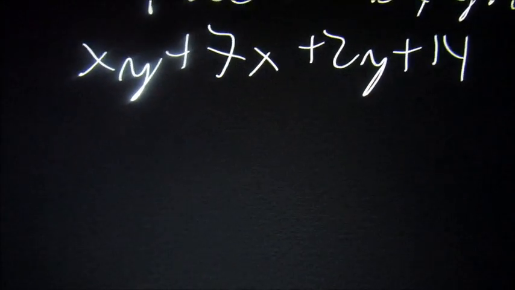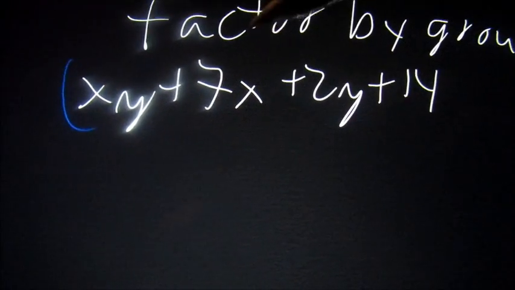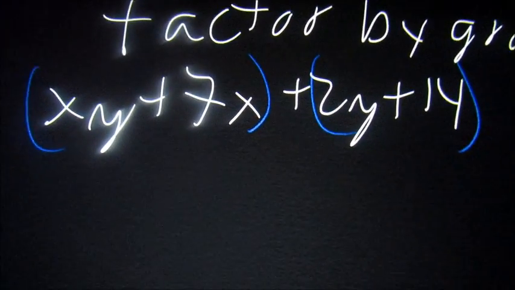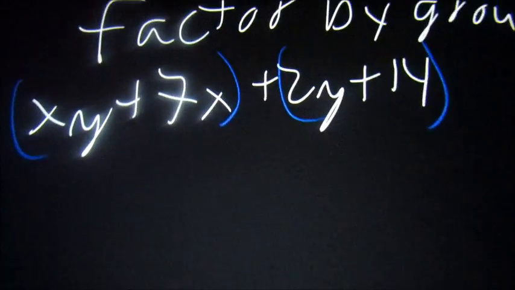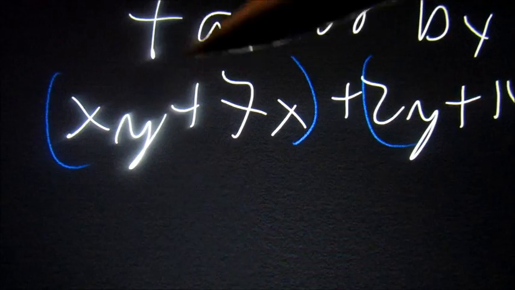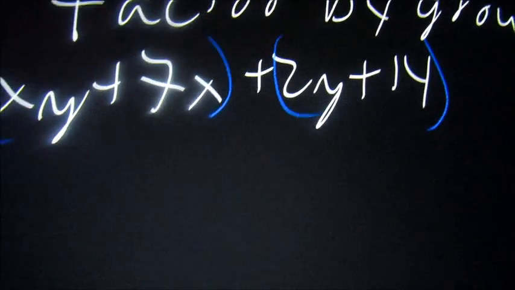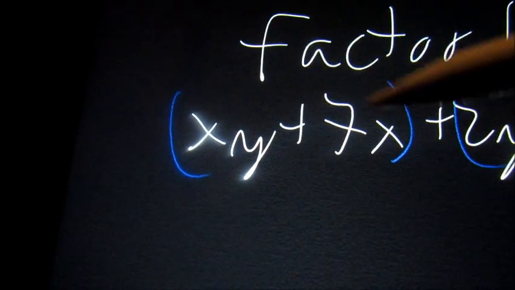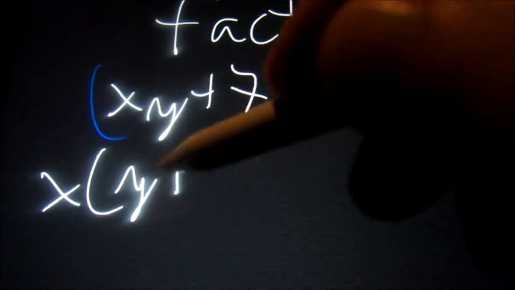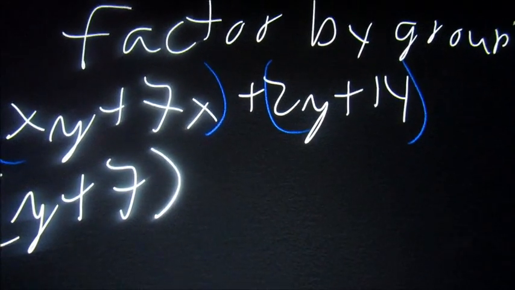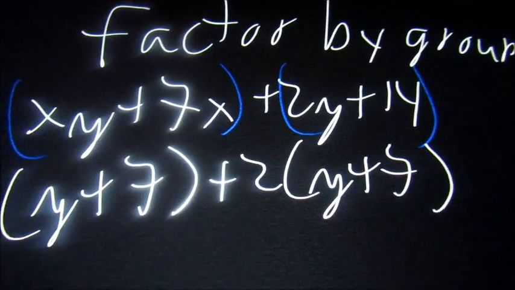Now the first thing we're going to do is separate this into 2 binomials. So do this. Put parentheses around the first 2 and parentheses around the second 2. And then what we're going to do is factor what we can out of this first binomial, and then factor what we can out of the second binomial. So we're going to factor an x here. When we do that, we're left with a y plus 7. Then here, we can factor out a plus 2, and we're left with y plus 7.